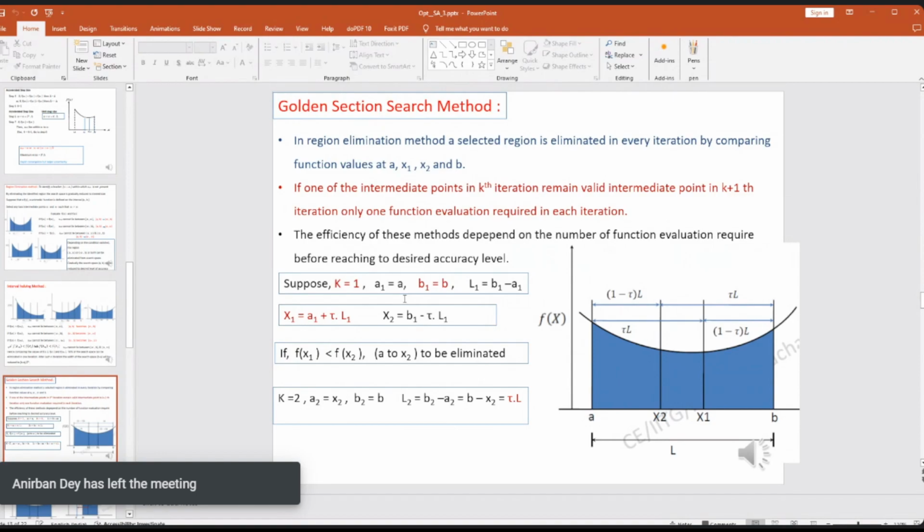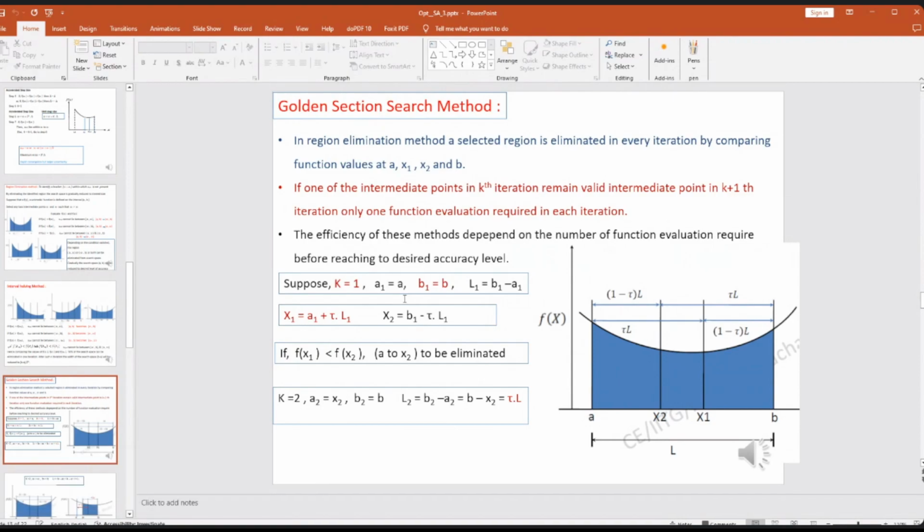Sir, can you repeat once? My point is that how we are selecting the intermediate point is given by a particular formula. Yes, sir. At every iteration, the same formula will be used. Yes, sir. But if the boundary of the interval changes, using the same formula we cannot get the intermediate point which is remaining from the previous iteration. It may not be possible.